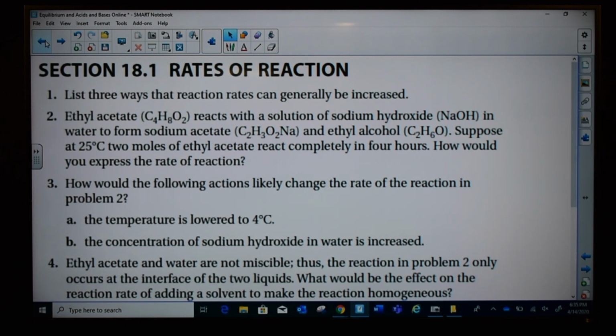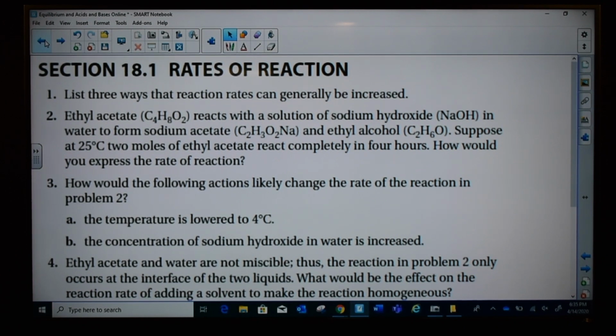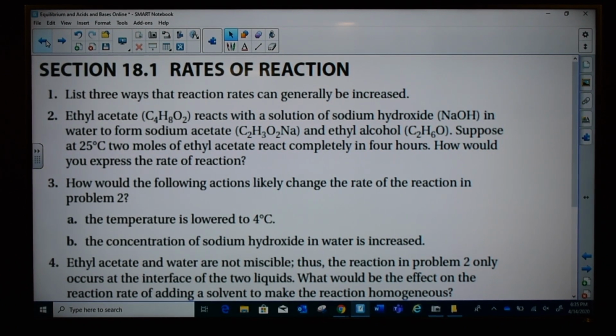So the first one, list 3 ways that reaction rates can generally be increased. If we want to increase the rate of a reaction, we can alter the concentration of the reactant. So if we want to increase the rate, we would increase the concentration of the reactant. If you had more moles, then you have more particles reacting. More particles means more collisions. More collisions means a greater reaction rate.